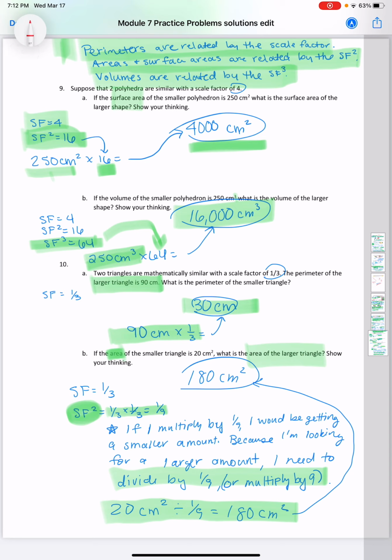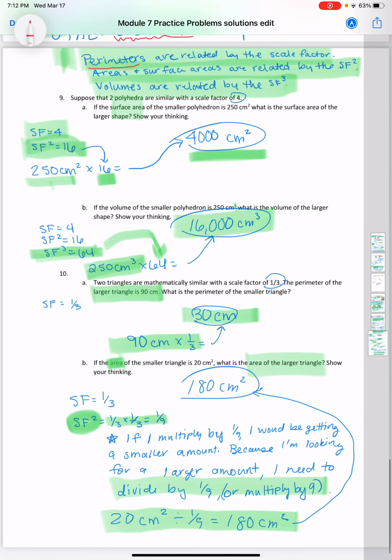For number 9 and 10, key information is at the top here. Perimeters are related by the scale factor. Areas and surface areas are related by the scale factor squared, and volumes are related by the scale factor cubed. In class, remember we talked about if you know what kind of units you're working with, okay, units or units squared or units cubed, that tells you which part of the scale factor to use or what to do with it.